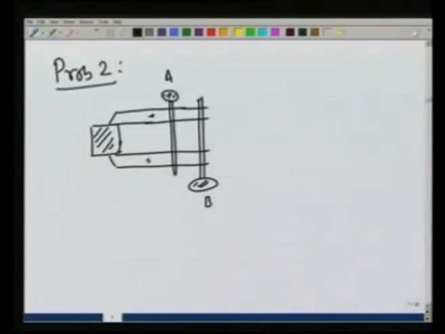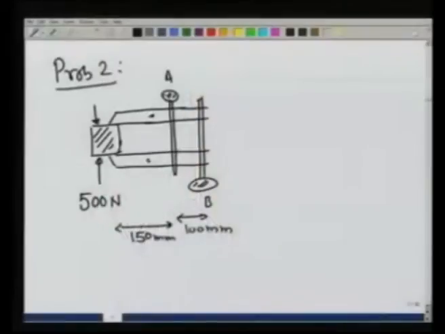They tighten to the extent that the compressive force on this block in both directions is 500 newtons. If this distance is 100 millimeters and this distance is 150 millimeters, we want to find the forces applied by the screws on these clamps, assuming that the forces applied by the screws are along the screw direction.